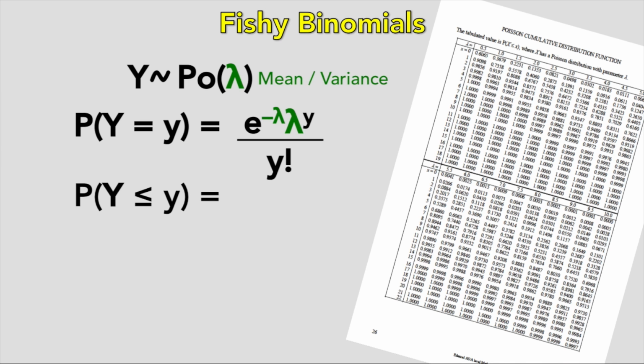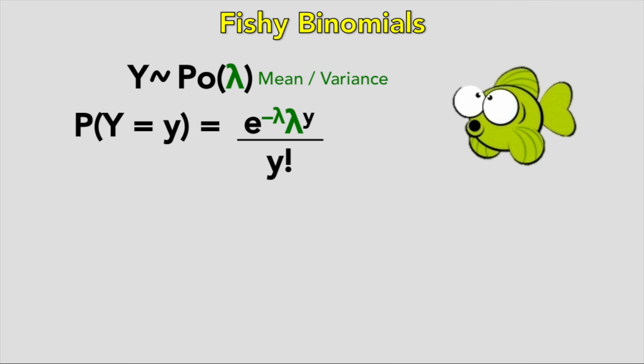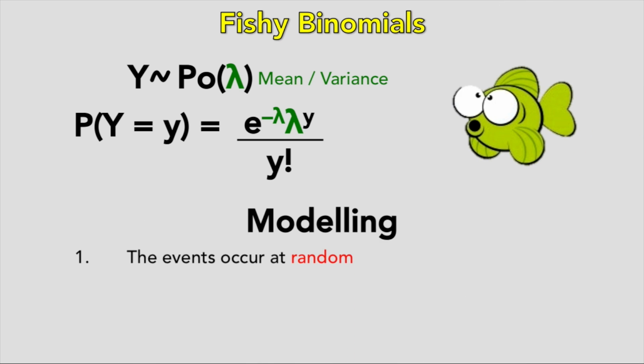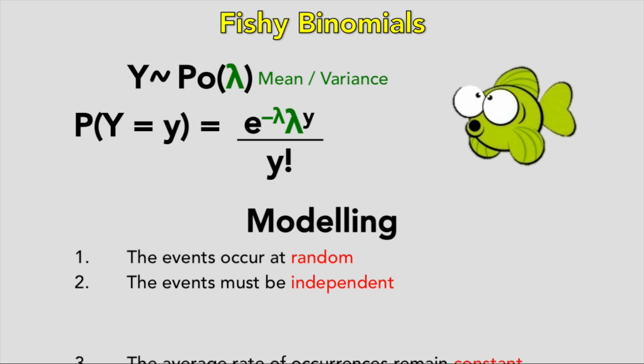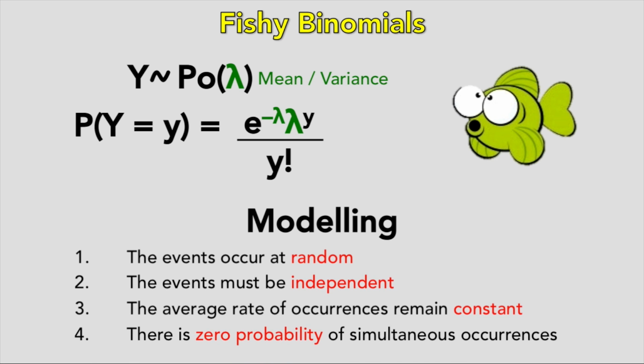If you want to model something using the Poisson distribution, then you are assuming 4 things. That the events occur at random, these events must be independent, the average rate of occurrences remains constant, and there is a 0 probability of simultaneous occurrences.